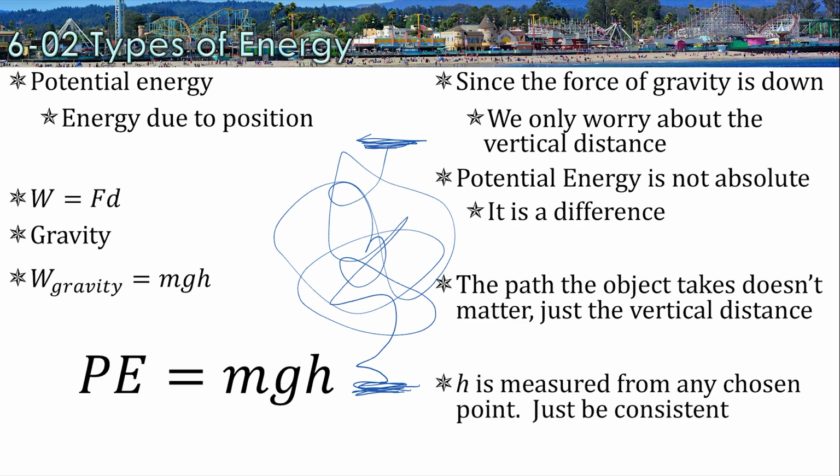Our height is measured from any chosen point. I could say height 0 at the bottom, which is the most common. Or I could say height 0 at the top. Or I could pick some random place in between and say the height is 0. If I do that, then I'd have a positive height above it and a negative height below it. Just pick any place and be consistent and say that is 0 height.